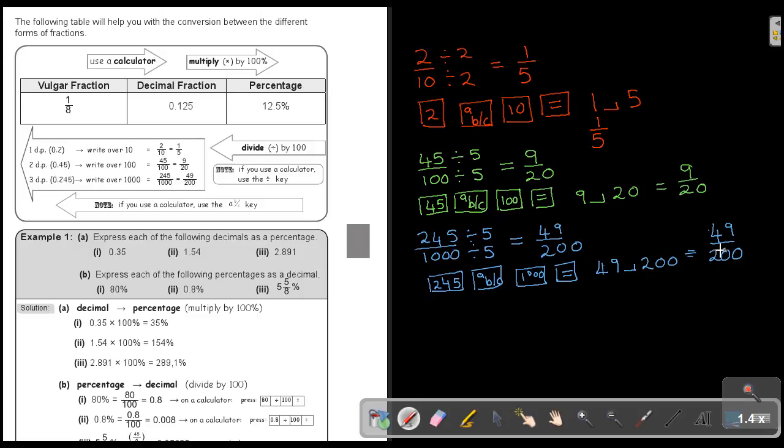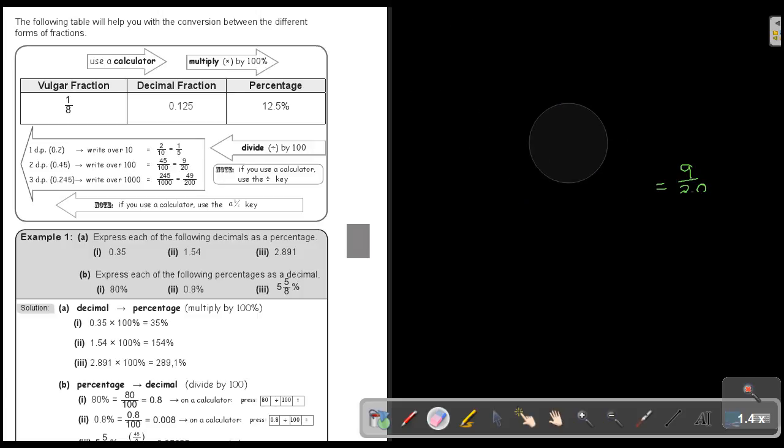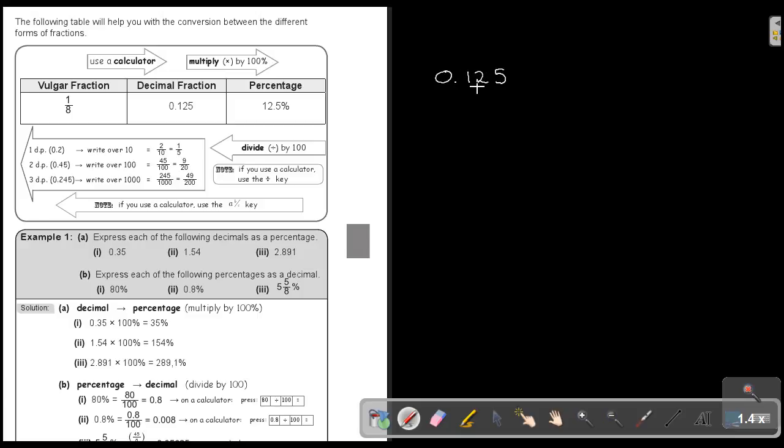Okay, now you are ready to look at this example. Let's just make space. If I take the example 0.125, how many digits after the decimal point? 3 digits. So take the 125 and put it over 1,000. Now, start the process. I divide by 5 and I divide by 5. And what will I get? I will get 25 over 200.